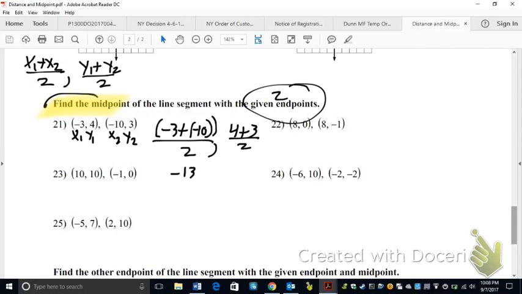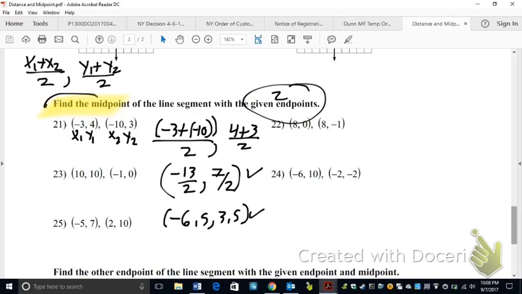So they have negative 3 minus 10, negative 13 over 2. And 4 plus 3 over 2, or 7 over 2. Now if you want to leave that as an improper fraction, absolutely okay. You can also bust it down to a decimal, negative 6.5, 3.5. Either one of those is fine. Really doesn't matter to me whatsoever.